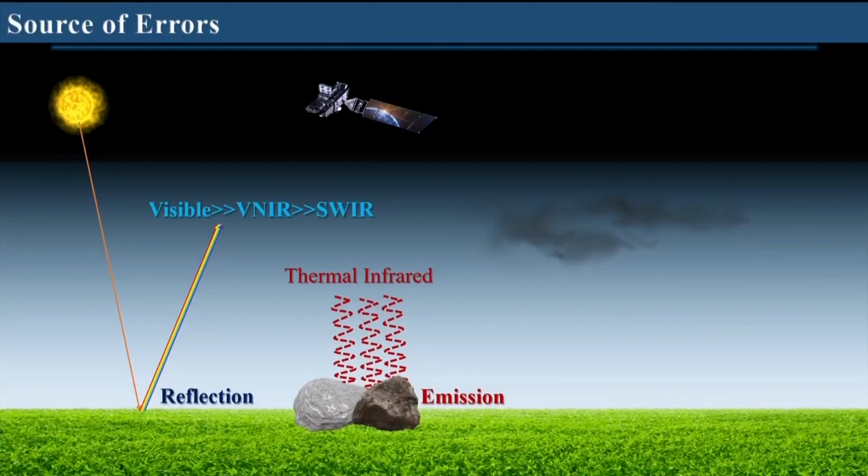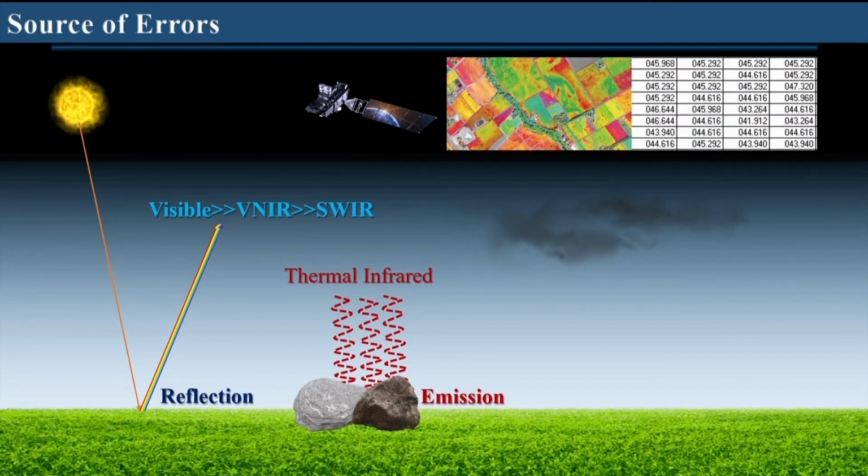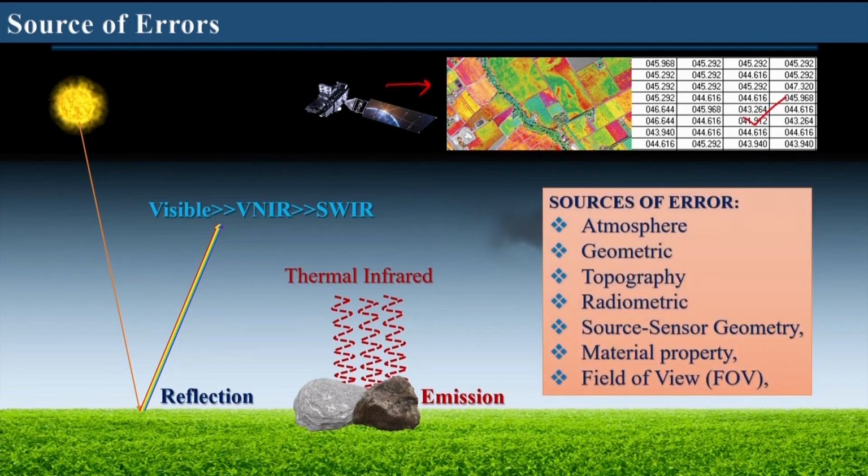Now we have to see what the different types of errors are. The satellite gives this particular image, and the image is basically nothing but DN values. Now we will go one by one. Source of error, the first one is atmosphere. I hope you have understood this.